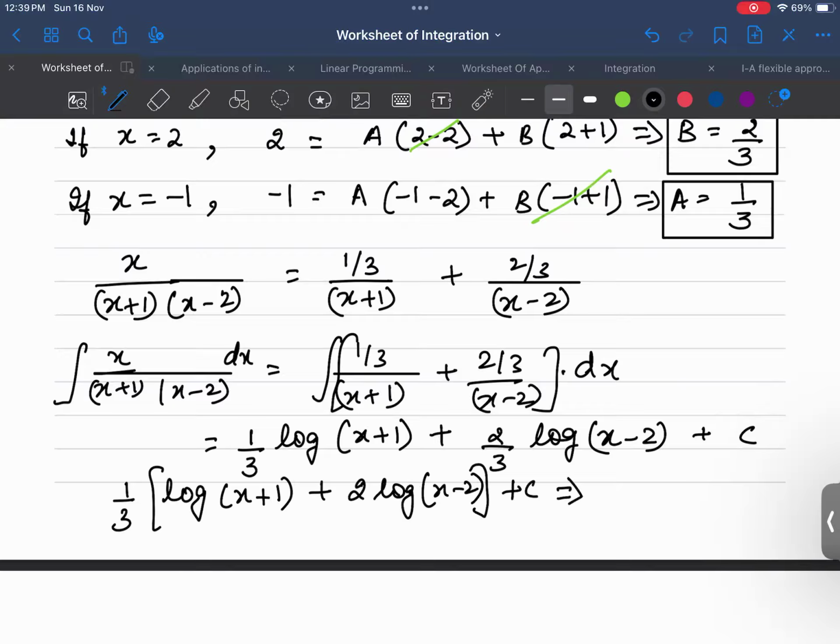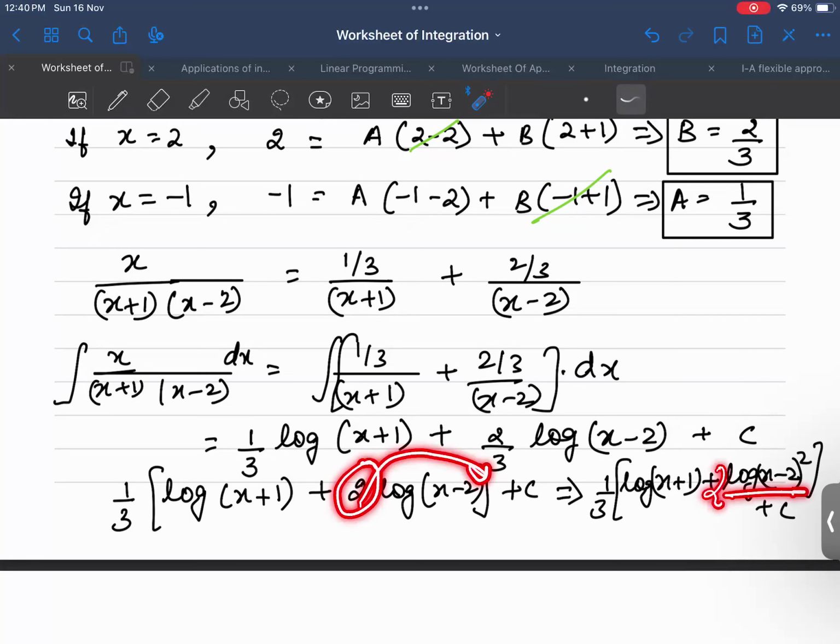I can even write it as 1 upon 3 log of (x plus 1) times (x minus 2) squared, plus c. What I have done is that something which is multiplied with the log will come in the power, so rather than keeping the 2 here, I brought it there as a power. I think it's clear. Is it? Okay.